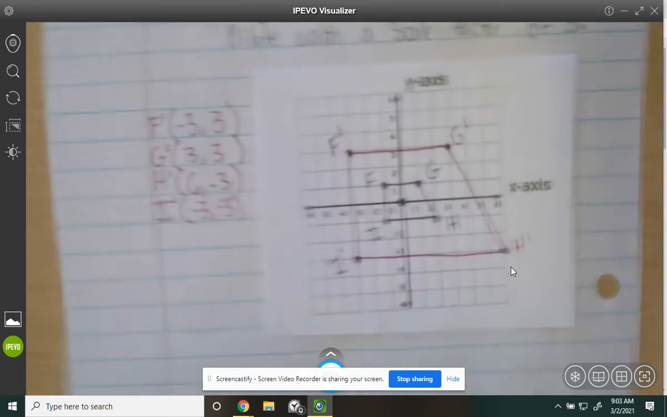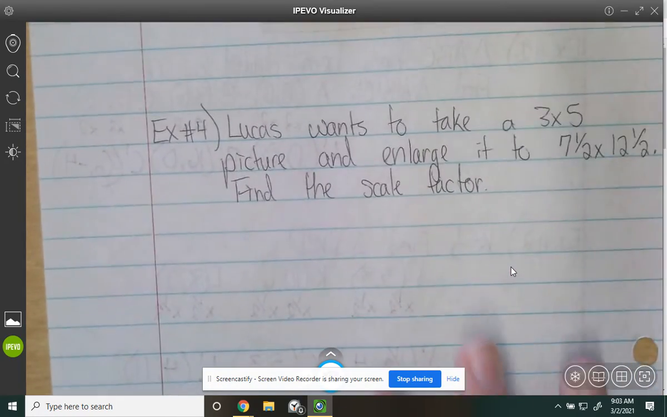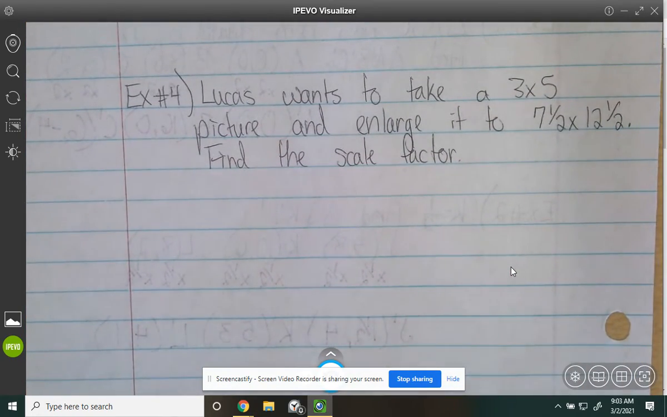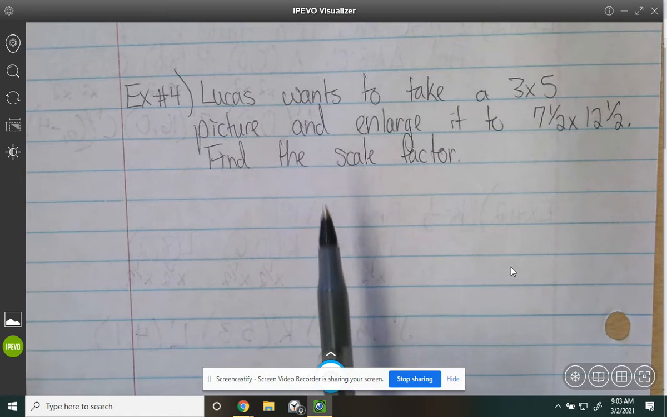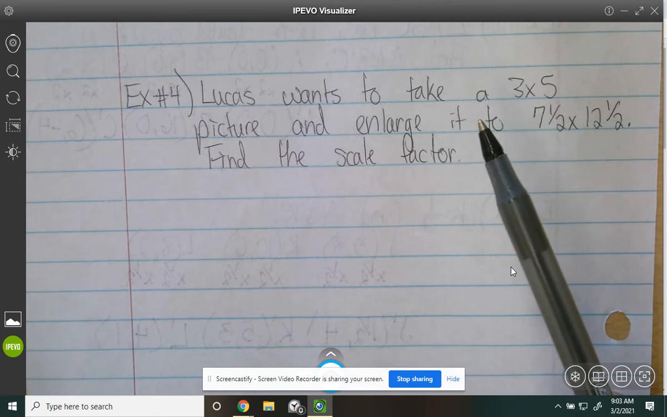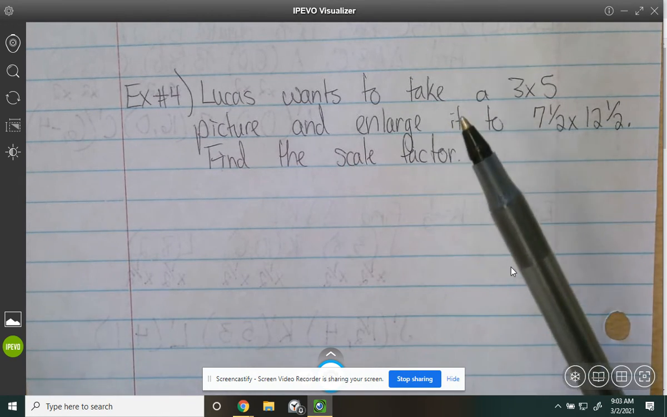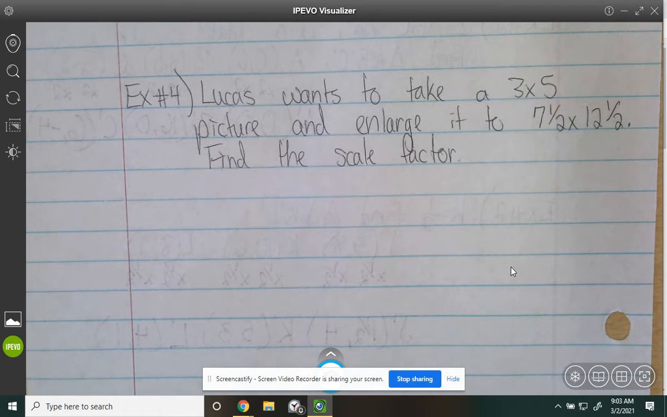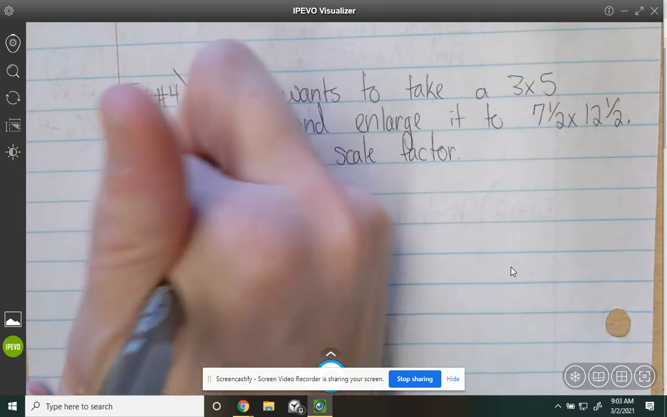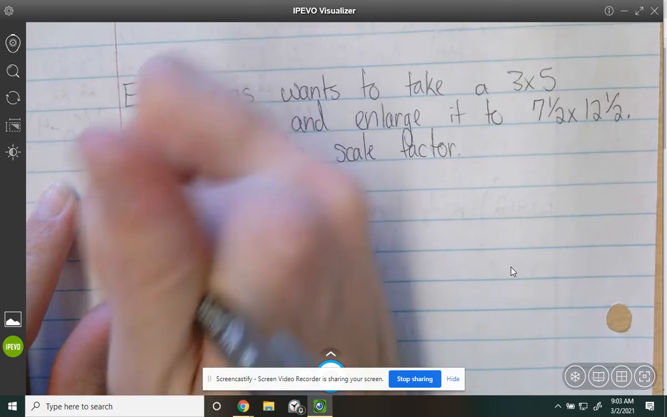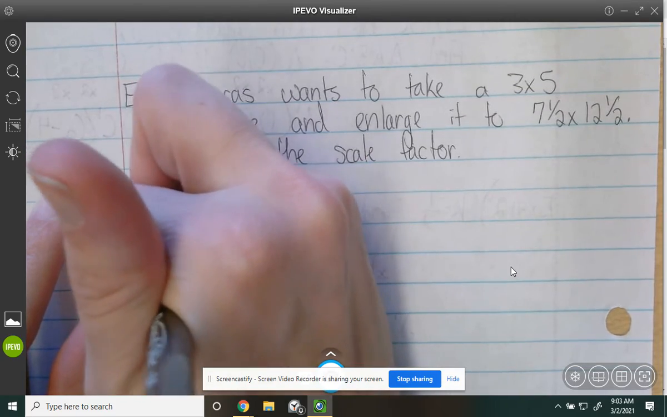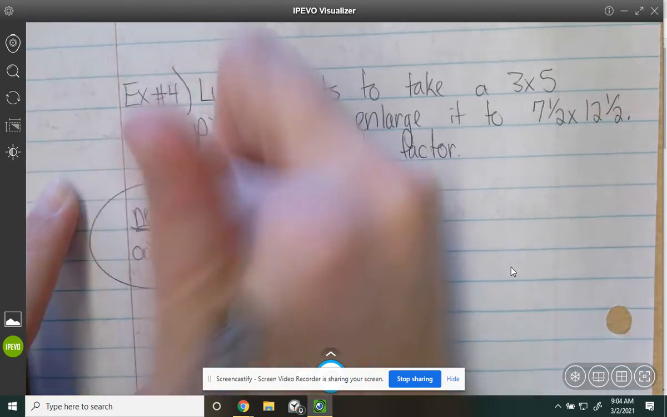All right, last one. It's kind of a word problem. Write that down. Okay, so we're kind of working backwards to find the scale factor. If we're multiplying on all of our examples whenever we know the scale factor, if we work backwards, what do you think we're going to do to find the scale factor? We're going to divide. So here's kind of the rule of thumb when dividing. You're going to take your new number on top and your original number on the bottom.